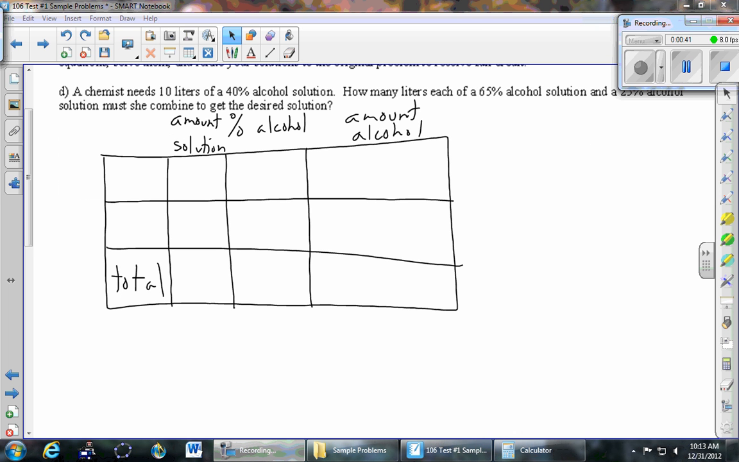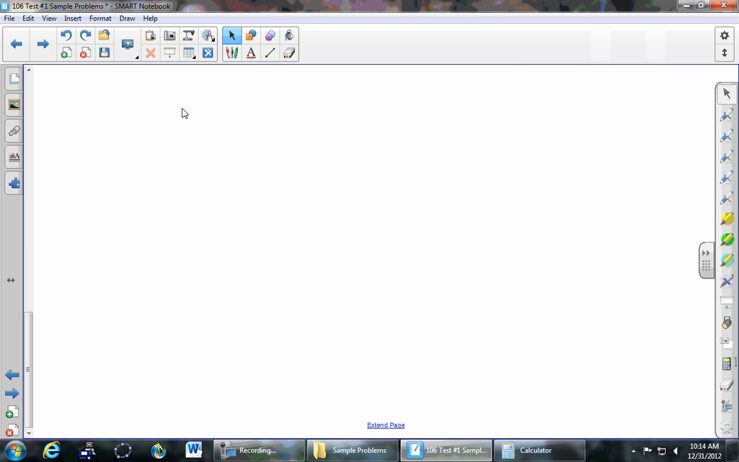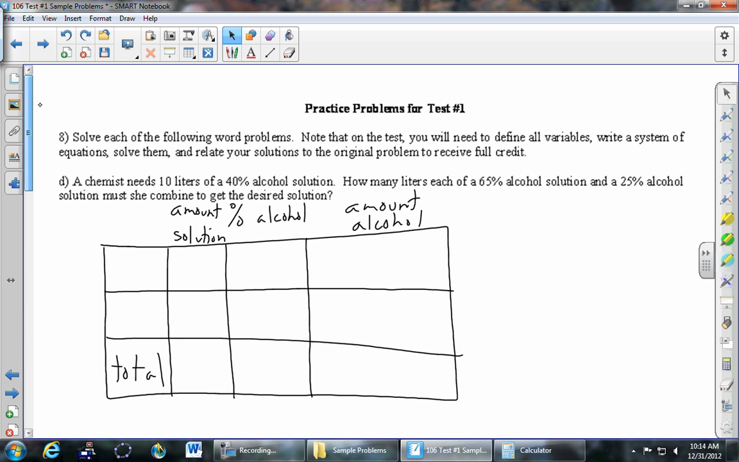So I've written my table. It's probably not going to be exactly the same as yours, but it should have the relevant information the same as this one. So we've got a column for the amount of solution.